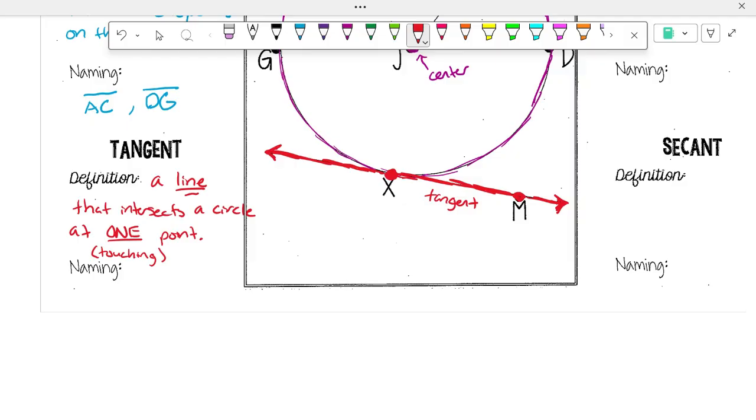And how we name it: a line, similar to a line segment, you name it with 2 letters, so XM, but over the top you would put 2 arrows on either side to represent that it's a line, not a line segment. Those arrows on the sides mean that it's a line. If it doesn't have arrows, it's a line segment.